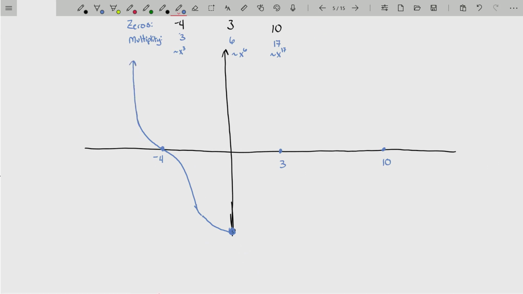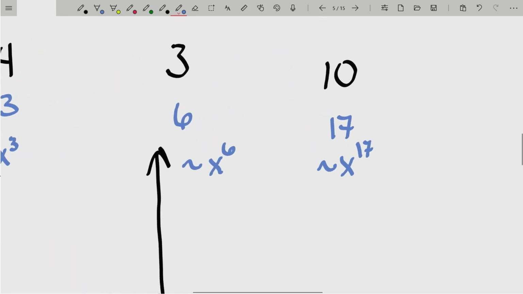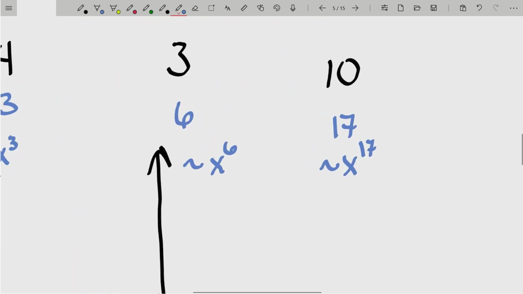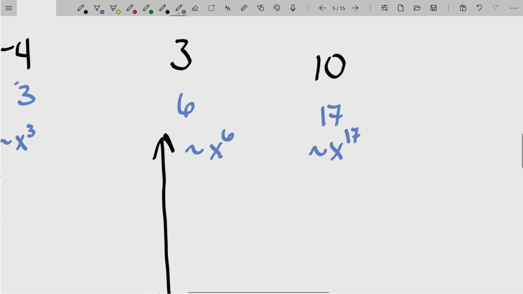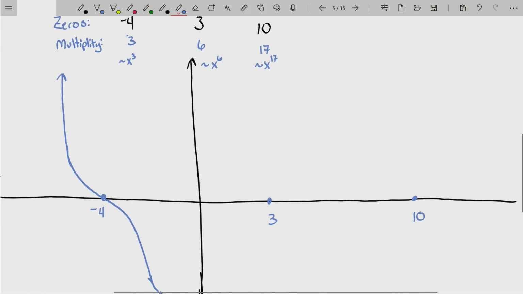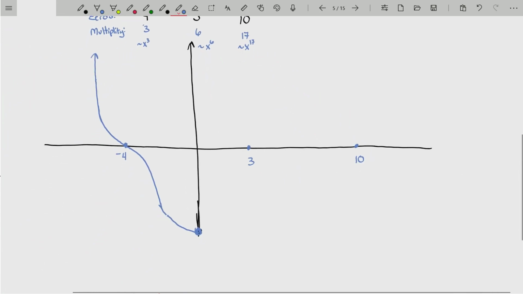It's not going to come back down, by the way, because there's no other x-intercepts. So I know that's what it looks like. Now let's look at x equals 3. That's a zero of multiplicity 6. So it's going to look like x to the 6th power, roughly. When I say roughly, there's a plus or minus piece on there, which means that it could be upside down or right side up.